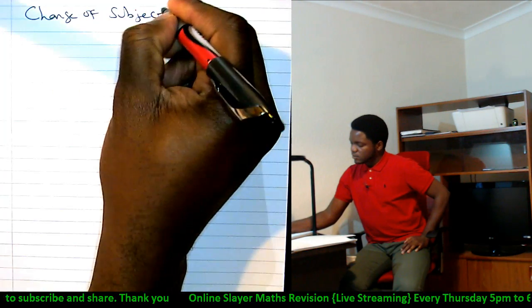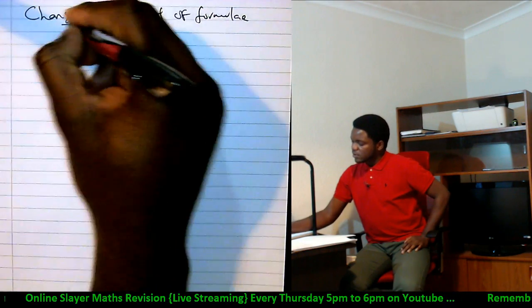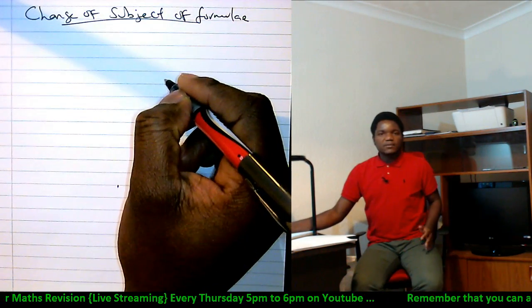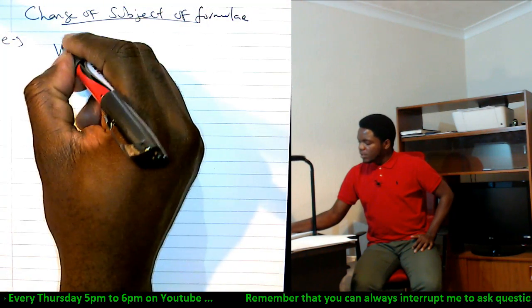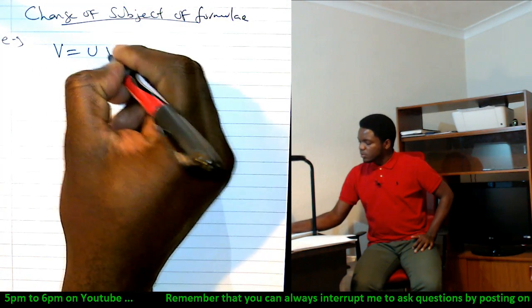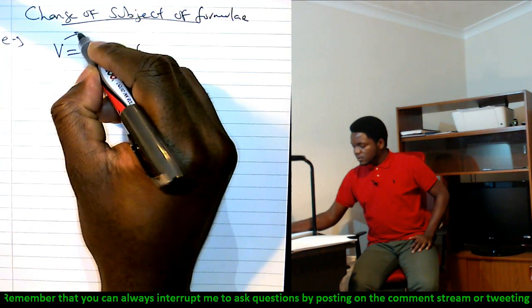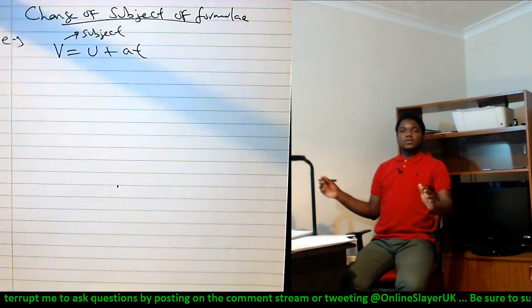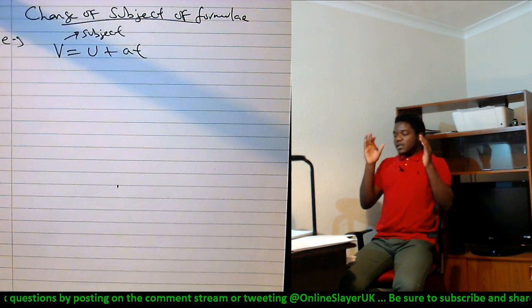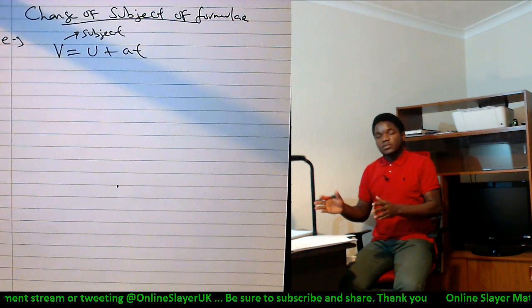Subject of formula. Now this is something you will be doing most times without even noticing. For example, when you have v equals u plus at, v is the subject of this formula because it is the only one on the left hand side. It is the only one that is equal to the other expression.